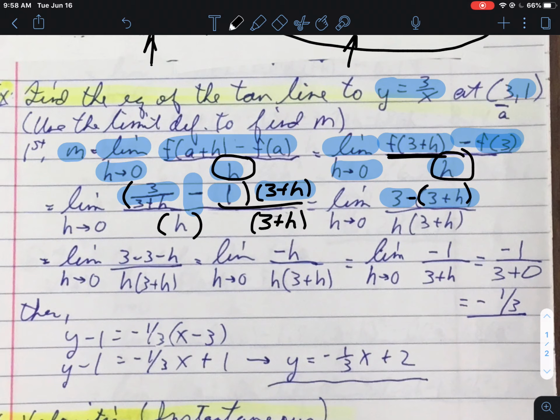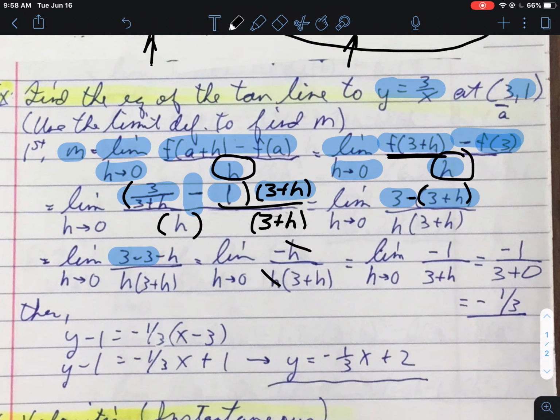So now I'm going to distribute the negative. So I've got 3 minus 3 minus h. That'll knock out the 3. That's 0. And now I'm left with negative 1h over h. So there I can divide out the h in this case, and that's what we said had to happen. That leaves me with negative 1 over 3 plus h, which I can then use direct substitution on, and I've got negative 1 over 3 plus 0, or negative 1/3.